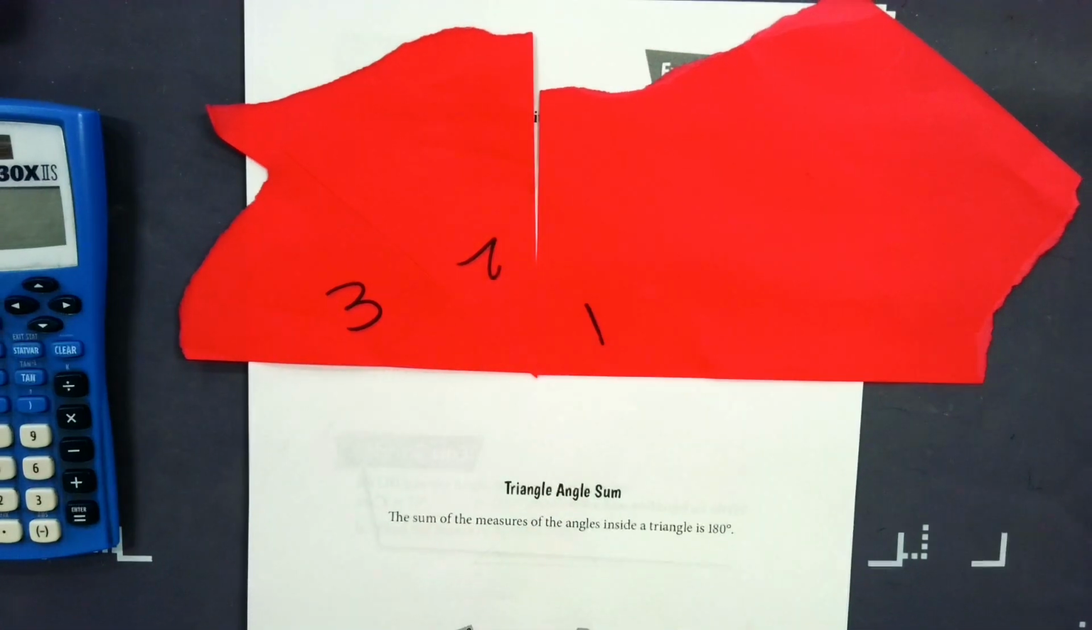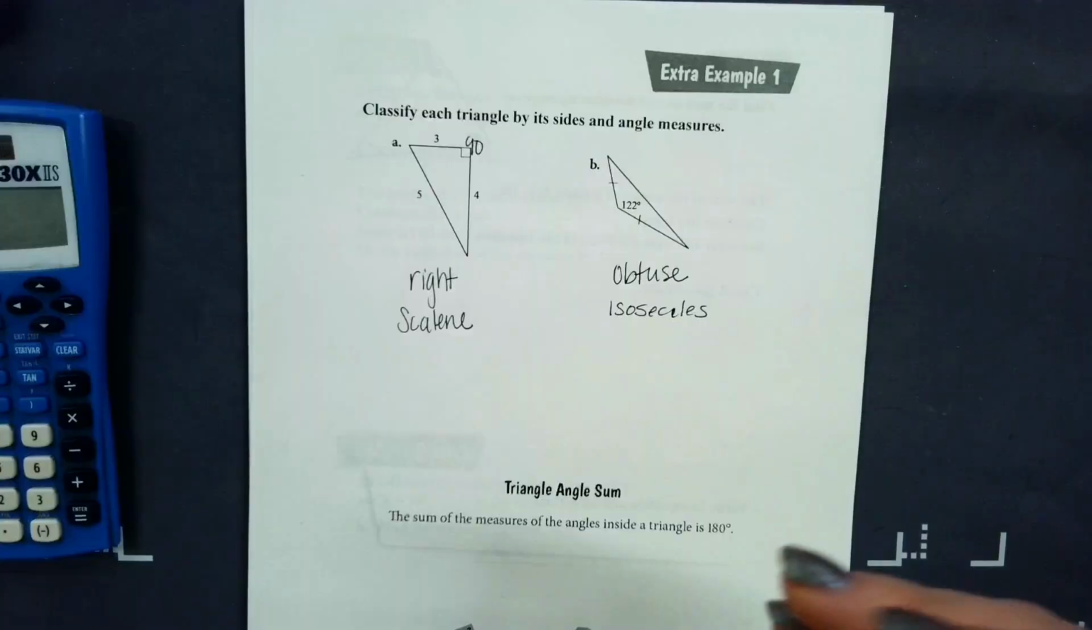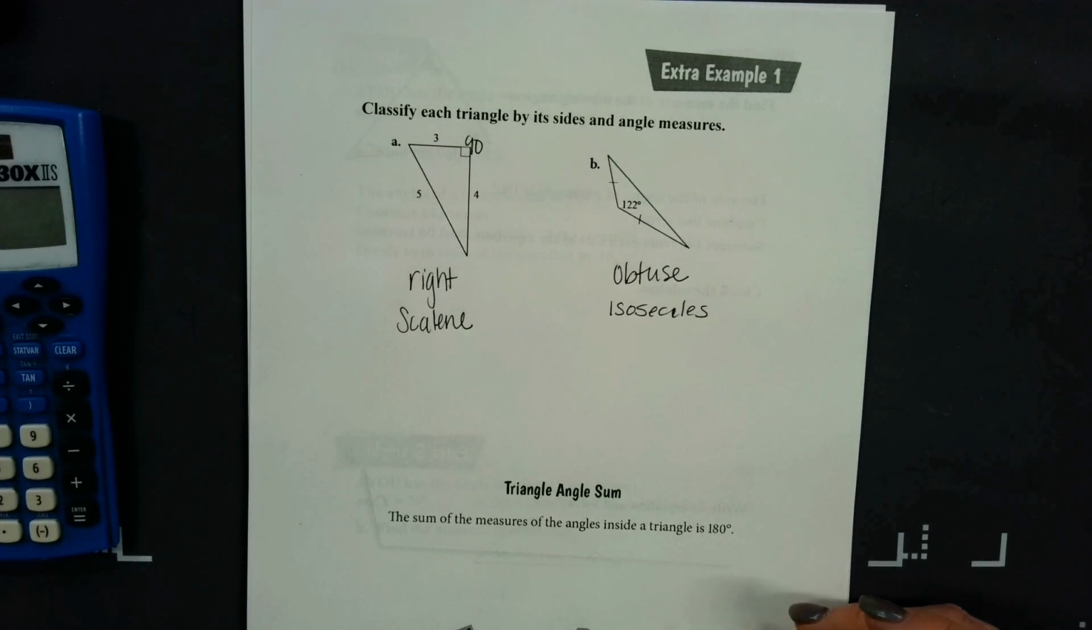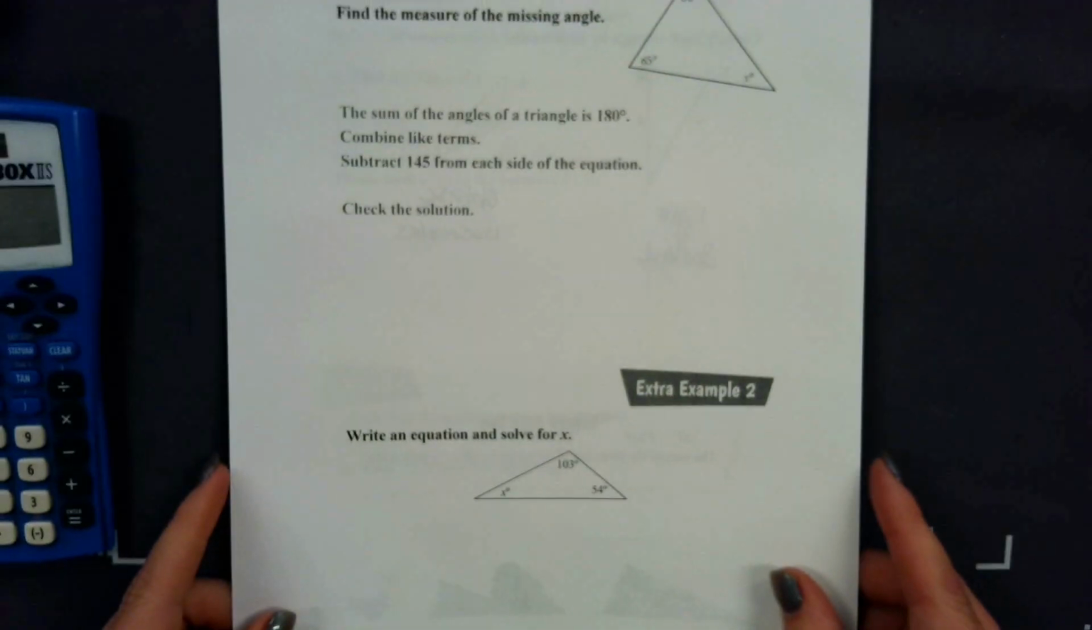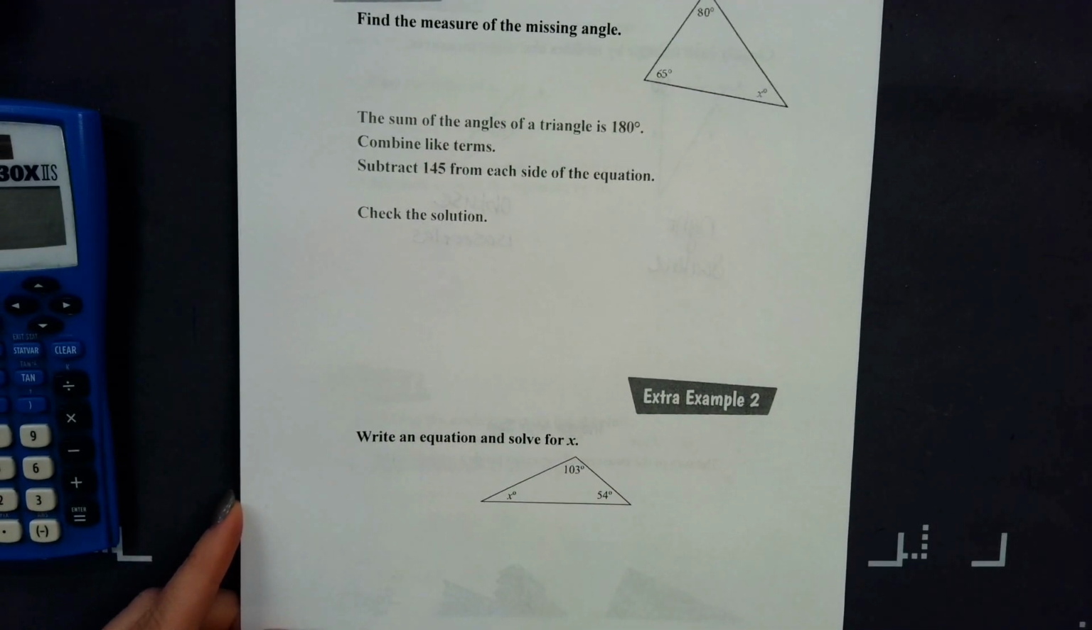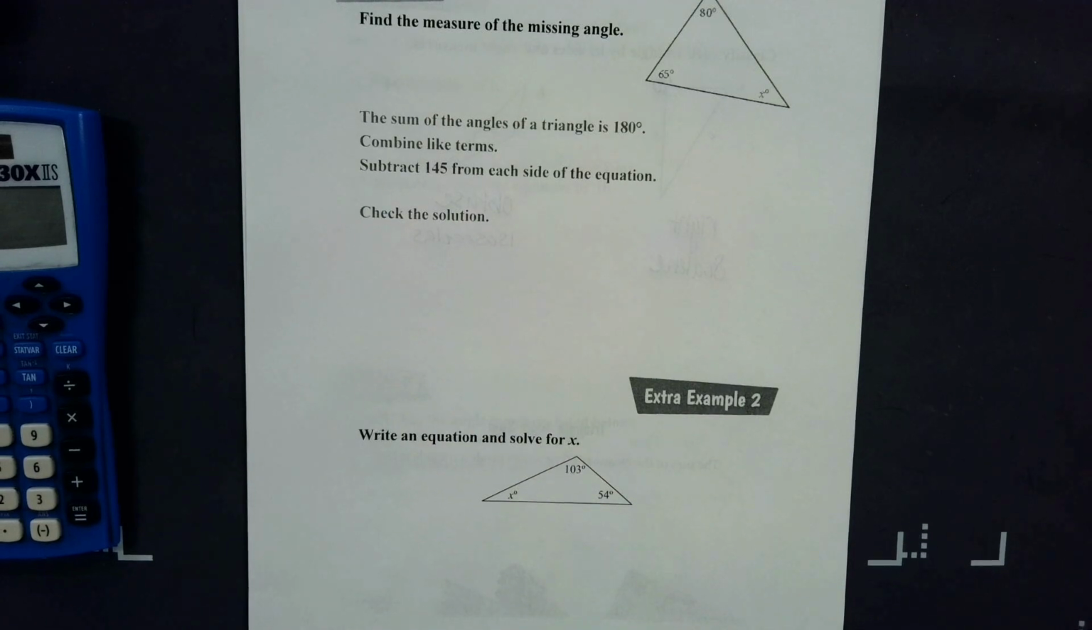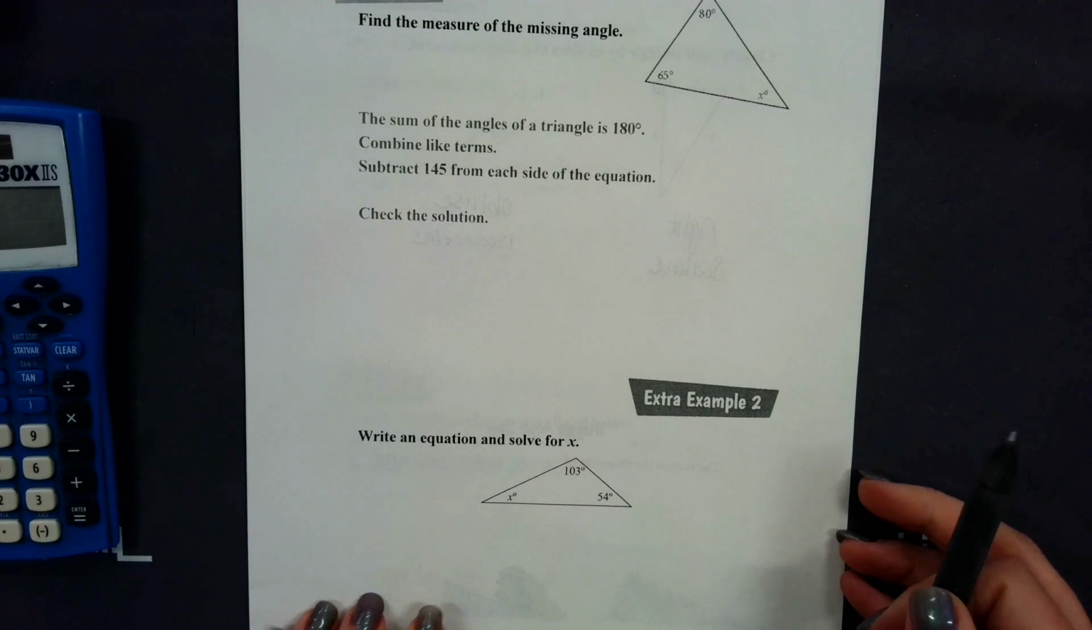Does that make sense? Okay. Go ahead and set your triangle off to the side, and we're going to flip over the page. We've done part of our content objective. The first part says I can classify triangles. Have we classified triangles by the side length and the angle now? Yes. The second part of my content objective says find angle measures in a triangle. So that's what we're going to focus on now.